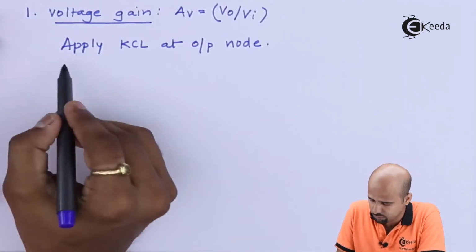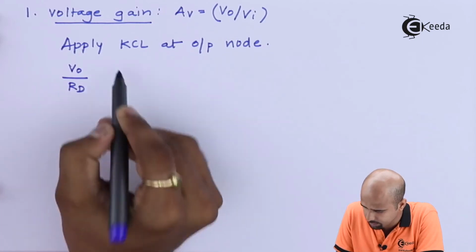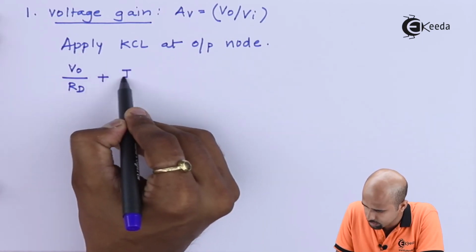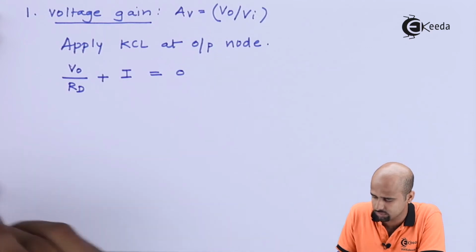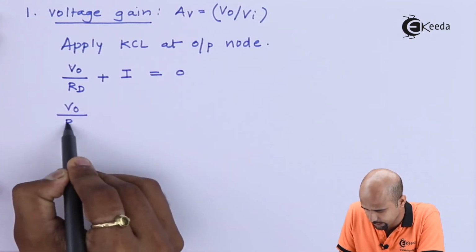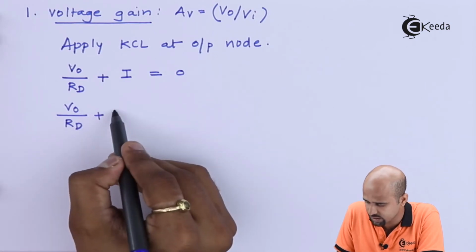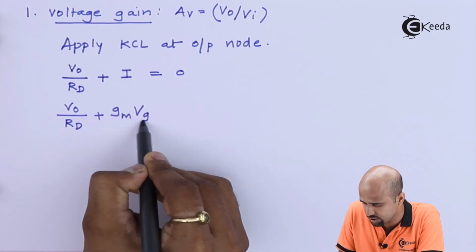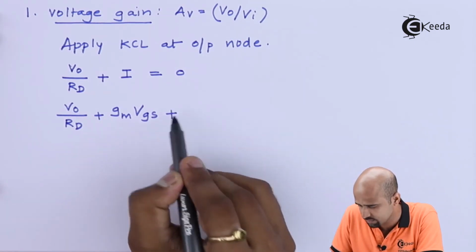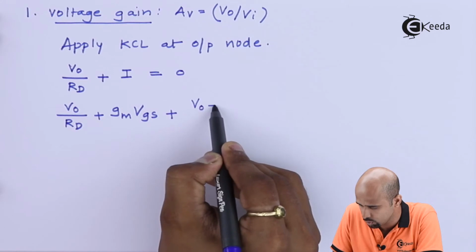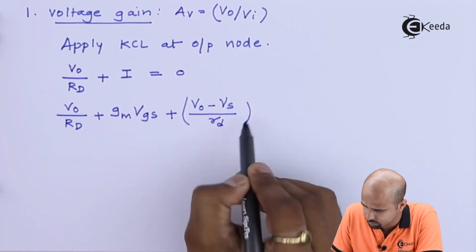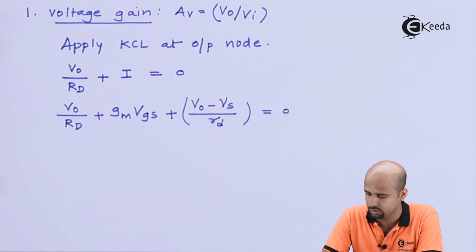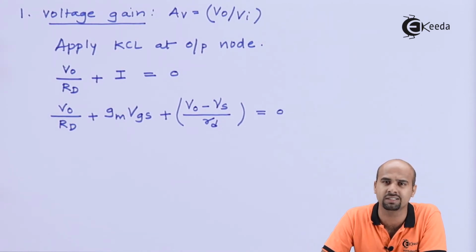We'll put it in a mathematical form. VO divided by RD plus I is equal to 0. And I will further open VO divided by RD plus I into two parts: one is GM VGS, and another is plus VO minus VS divided by RD, equal to 0. This is the same as what we did in the CS amplifier without bypass capacitor.